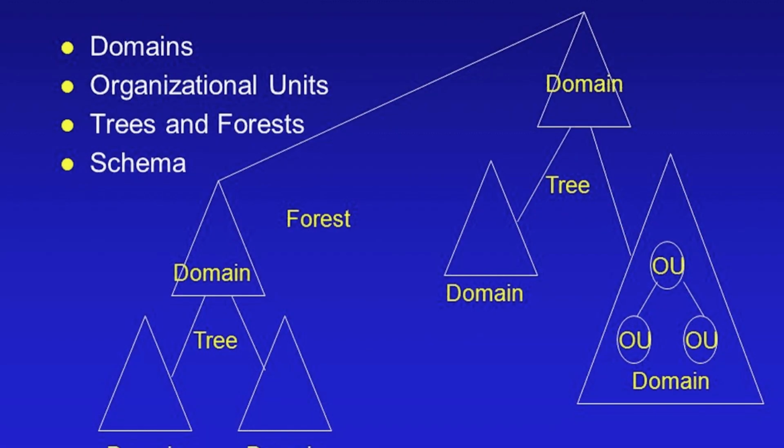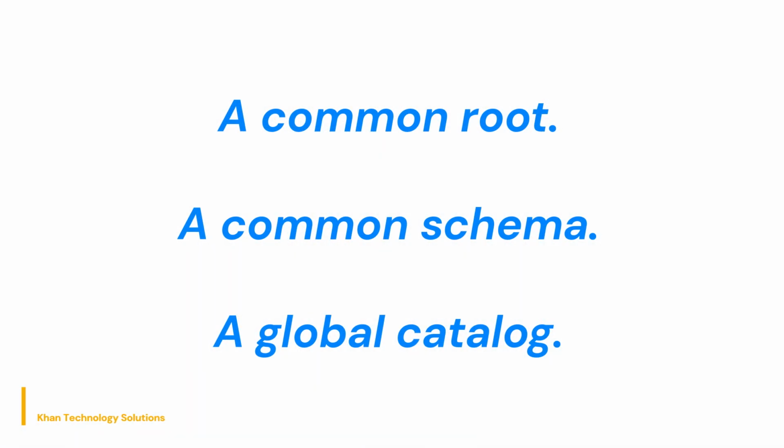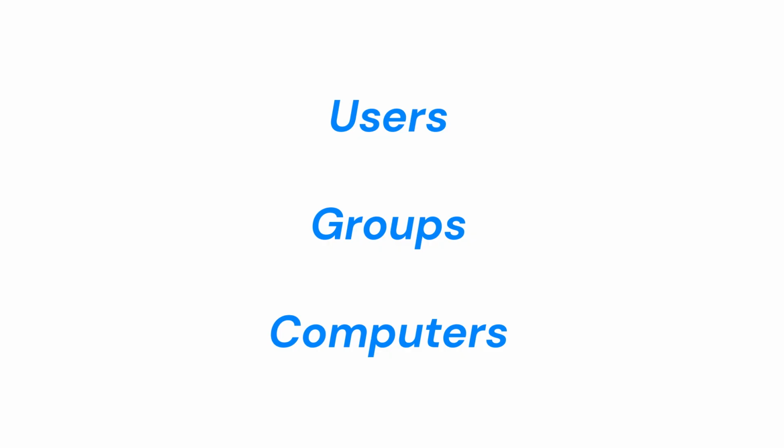An ADDS forest is a collection of one or more ADDS trees that contain one or more ADDS domains. Domains in a forest share a common root, a common schema, and a global catalog. An ADDS domain is a logical administrative container for objects such as users, groups, and computers.